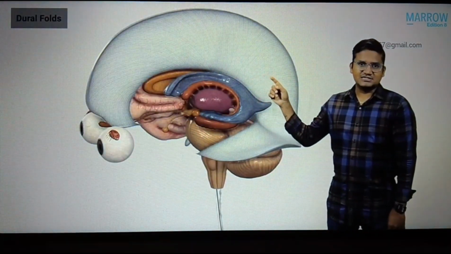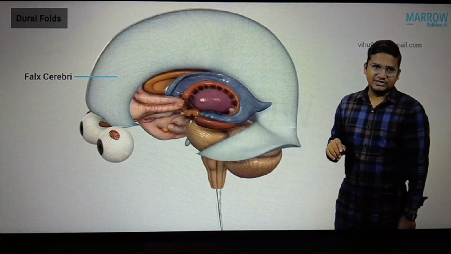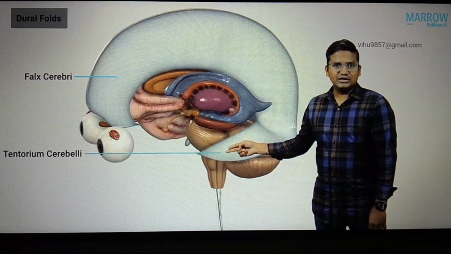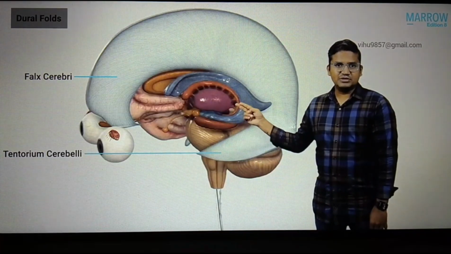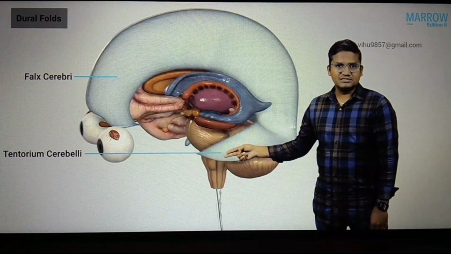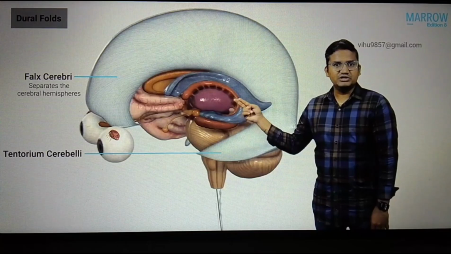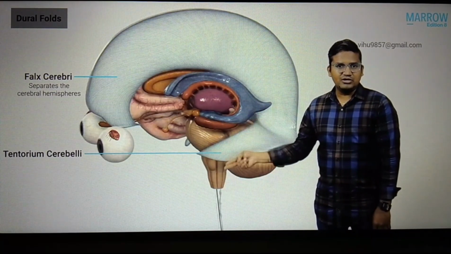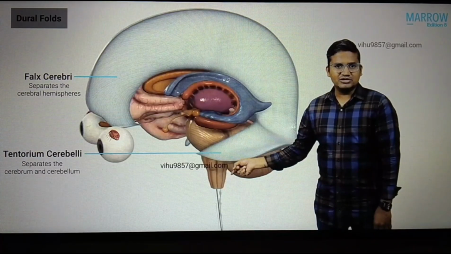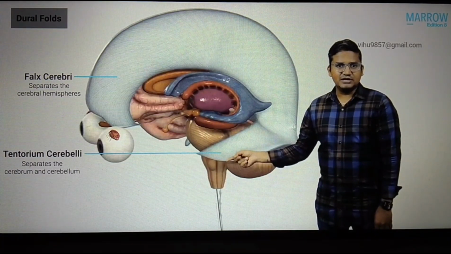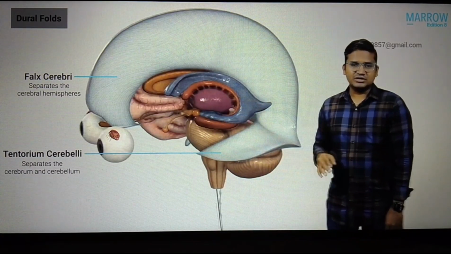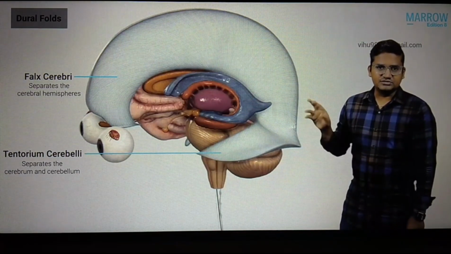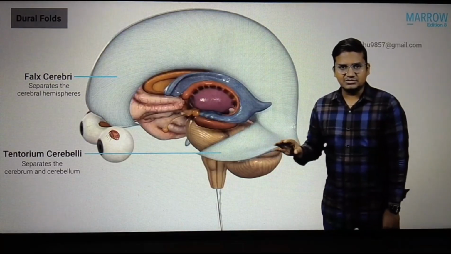That is our falx cerebri. And just below this one, that is our tentorium cerebelli. Falx cerebri is present between the 2 cerebral hemispheres, whereas tentorium cerebelli is present between the cerebrum above and the cerebellum below. These are the dural folds you have to remember: falx cerebri and tentorium cerebelli.